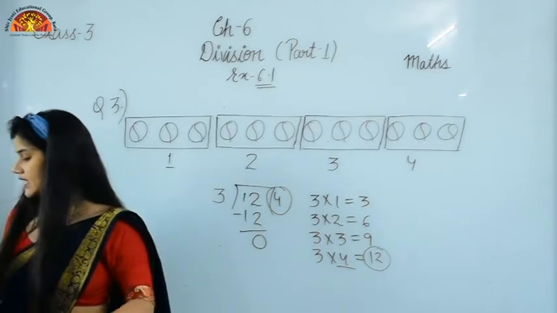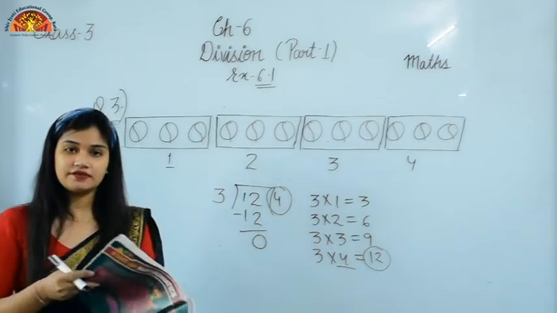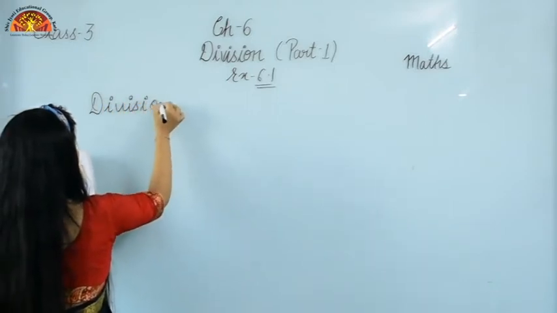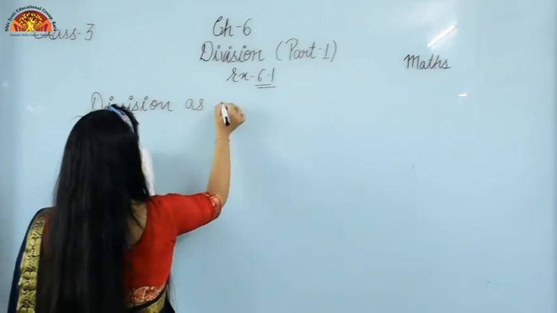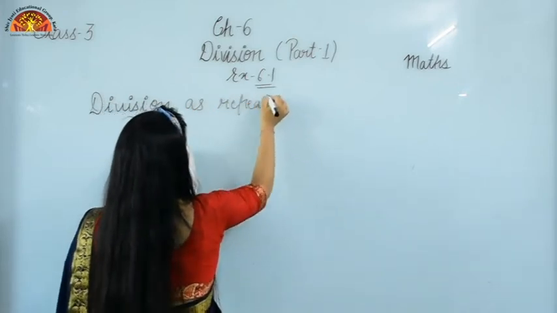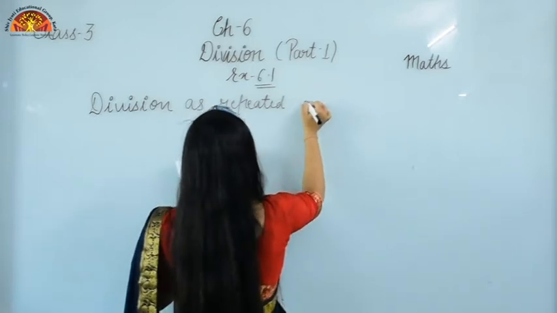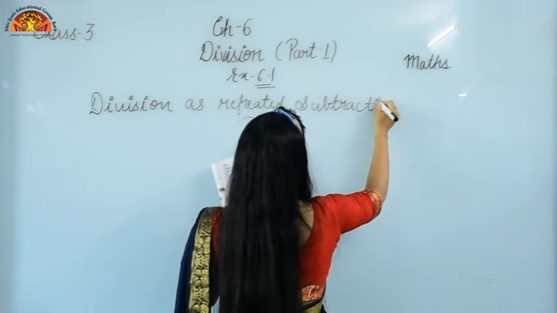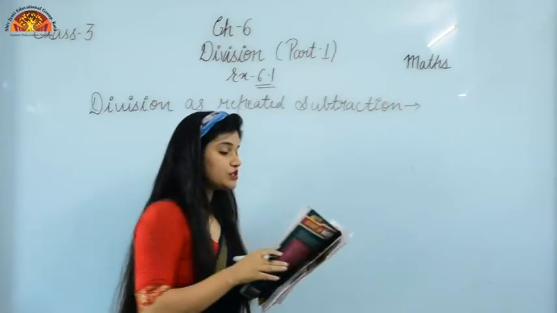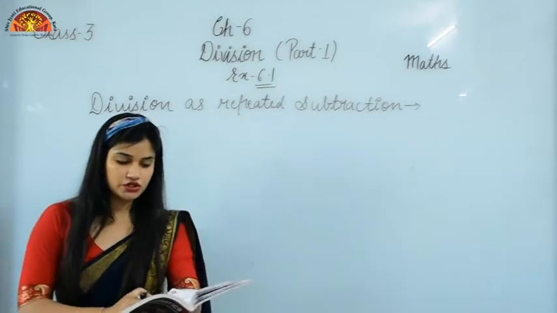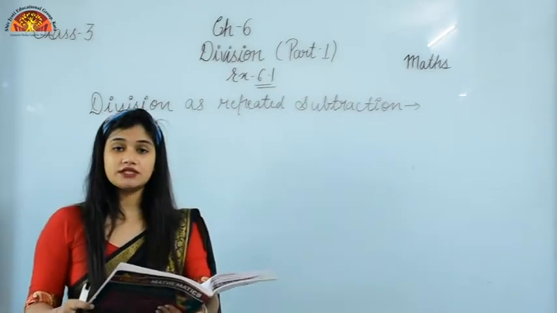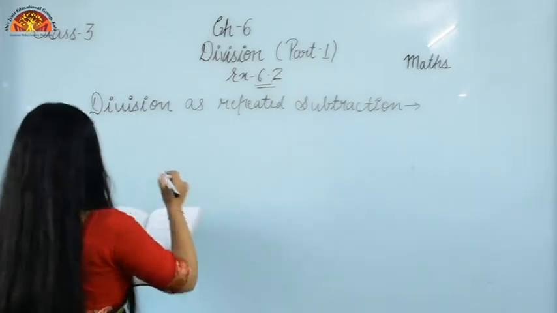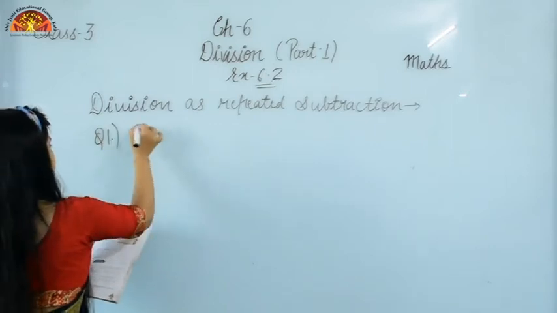So now we see the next topic that is given on page number 77. Division as repeated subtraction. So students, to understand this topic, we have to take a question of exercise 6.2 on page number 78. Exercise 6.2 on page number 78, and we are taking question 1A part.